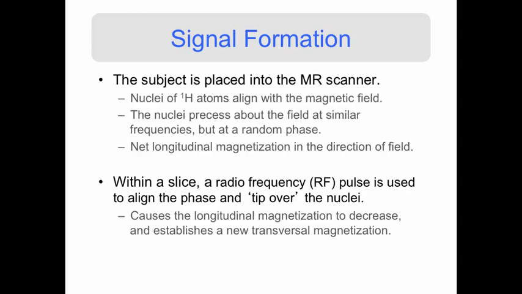So next we choose a slice of the brain and use a radio frequency pulse to align the phase, so make them all spin in phase with one another, and also to tip over the nuclei. This causes the longitudinal magnetization to decrease and establishes a transverse magnetization in the XY plane.